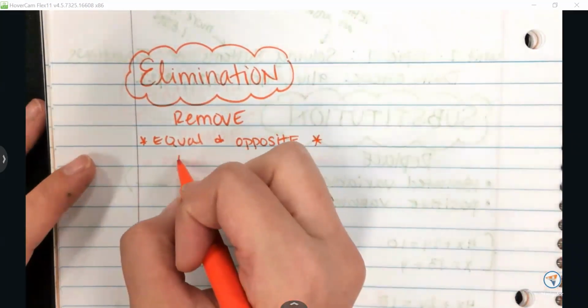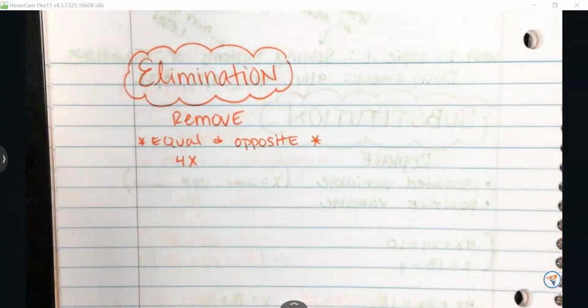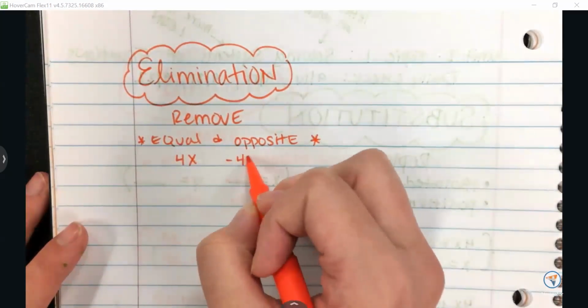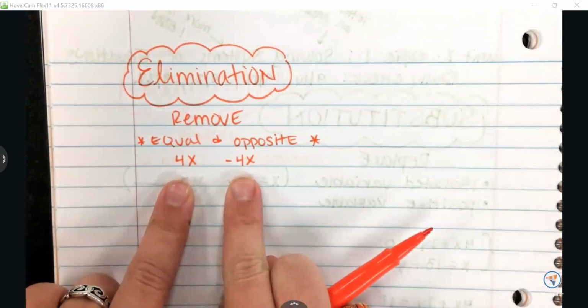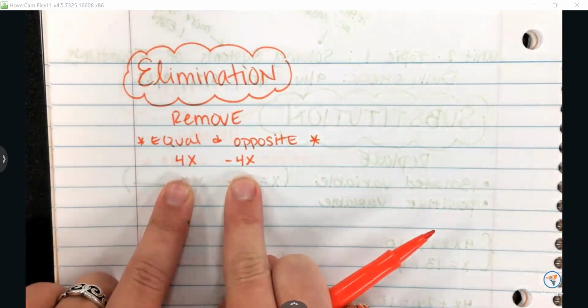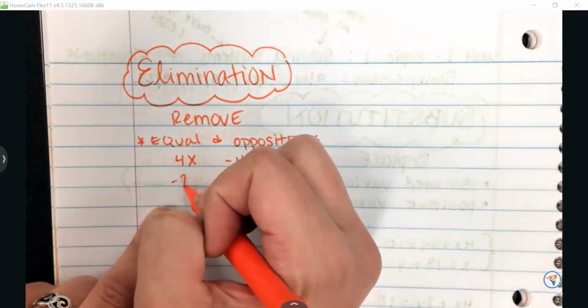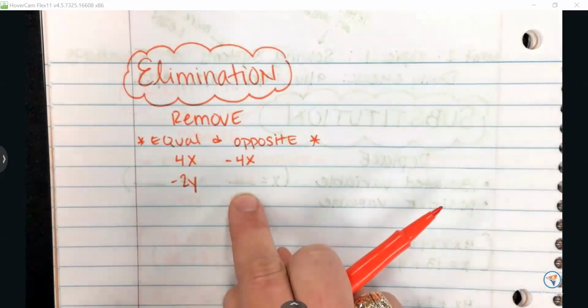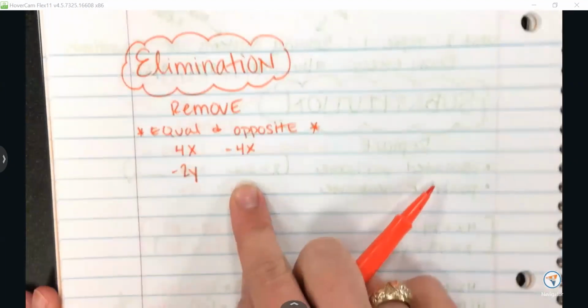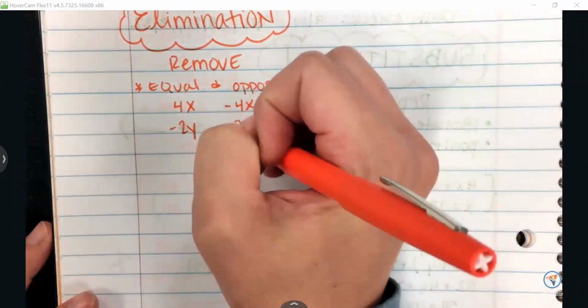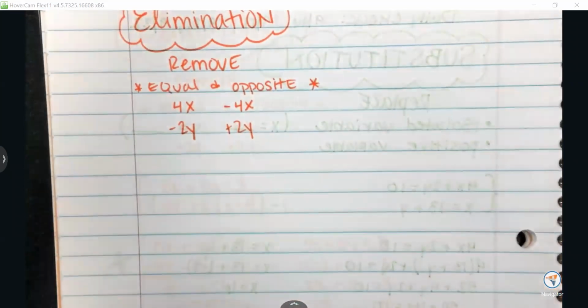So if I have a 4x, equal would still be 4x, but what would the opposite be? Negative 4x. So these are equal and opposite. What if I gave you a negative 2y? What would be equal and opposite? A positive 2y. So we are going to manipulate our equations so that we have something equal and opposite, okay?